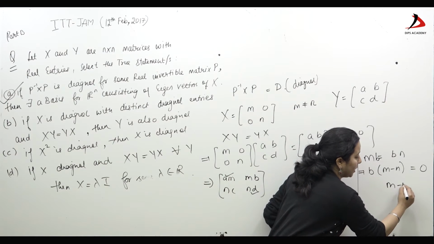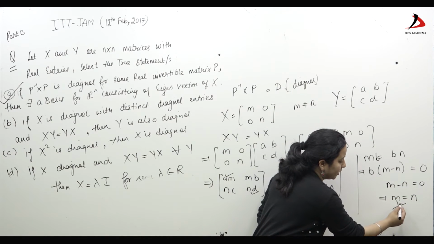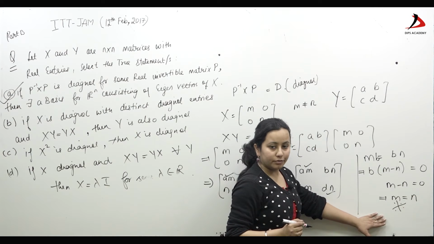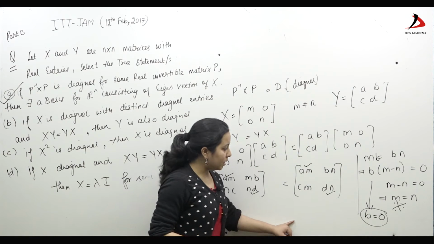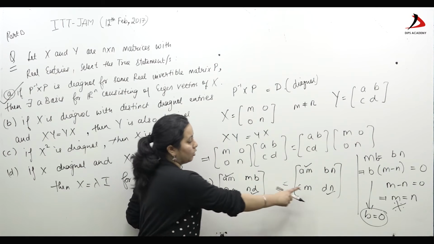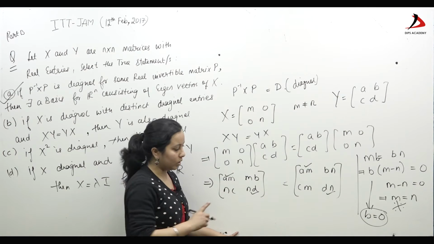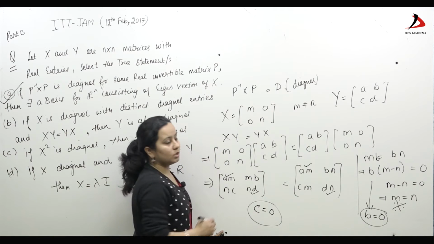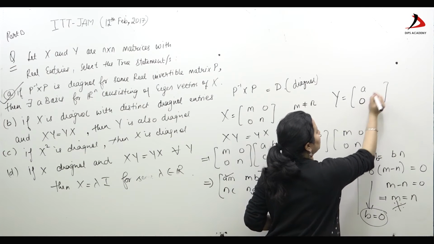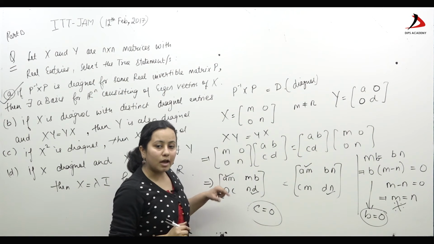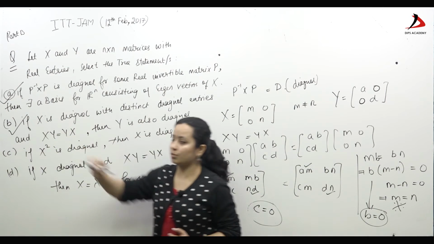But if m minus n is 0, it will imply m is equal to n, which is a contradiction since we took them as different. Hence b has to be 0. Similarly, when we compare the third quantities, nc equal to cm, and since m and n are not equal, c has to be 0. Hence in this matrix Y, b and c both have to be 0. Hence Y also becomes a diagonal matrix. Hence statement B is true.